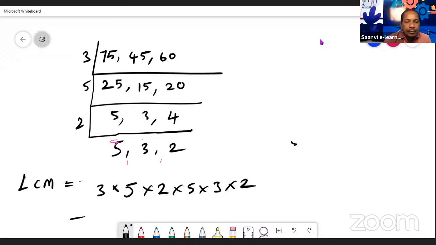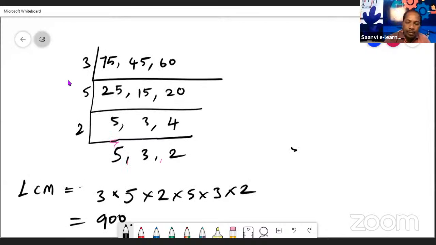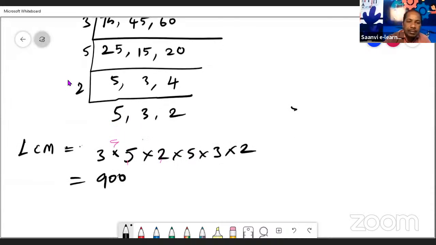So what do we get? LCM? 3 5s are 15, 15 2s are 30, 30 into 5 3s are 15, 15 2s are 30, 30 into 30, 900. Okay, LCM is 900 here.